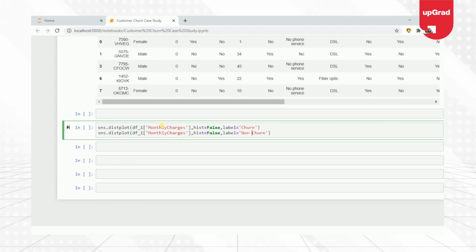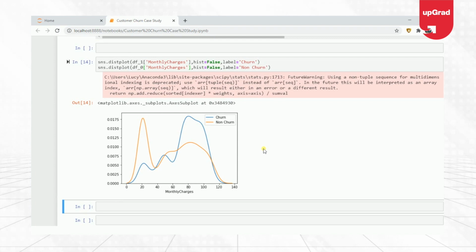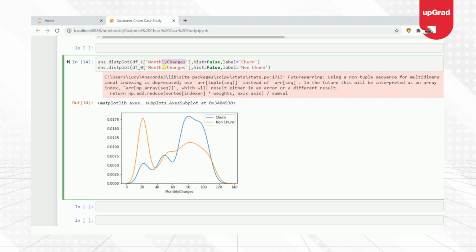So here this is non-churn, which is 0. If you look at the plot here, it is very easy to determine the patterns between the customers who have churned and non-churn based on their monthly charges. The customers who are churning most are between the range of 60 to 120. So this 60 to 120 monthly charges is the segment of people who are leaving the company. So one of the factors here is monthly charges between 60 and 120.